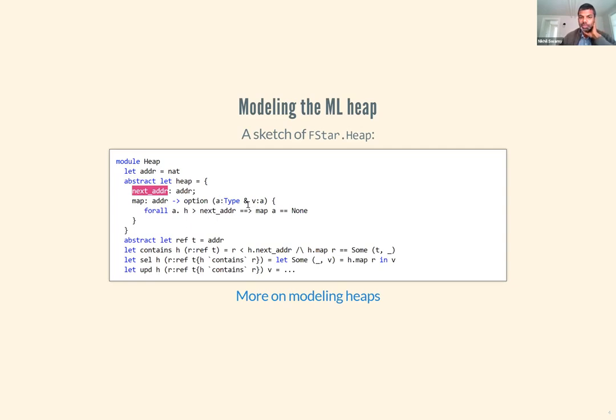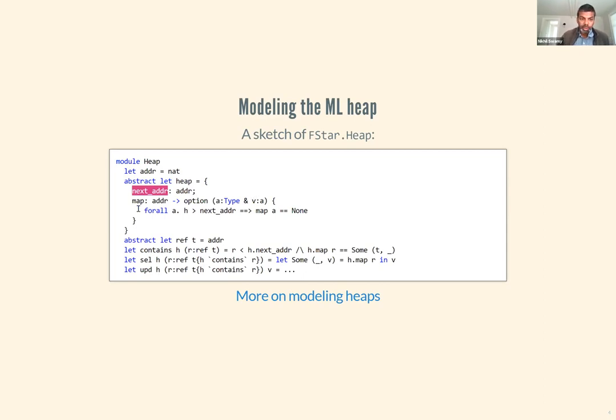So you can think of this in some way as a partial heterogeneous map from addresses to values. At every address, I may have a value at a different type, but this dependent pair, this sigma type here, tells me, with its first component, what type I have at a given heap cell. And the map's codomain is an option because I need addresses at which I can do some allocations. So it's a partial map from addresses to these heap cells.